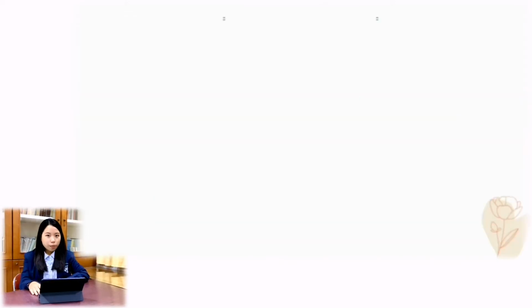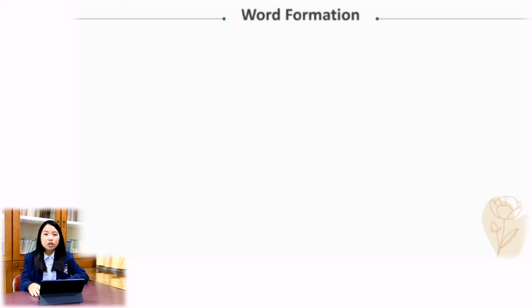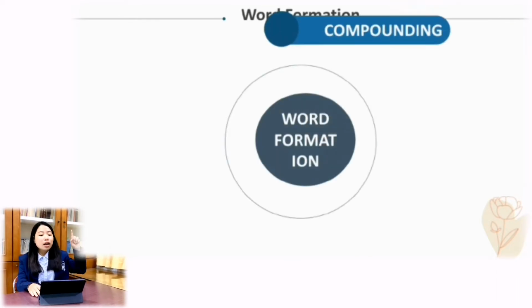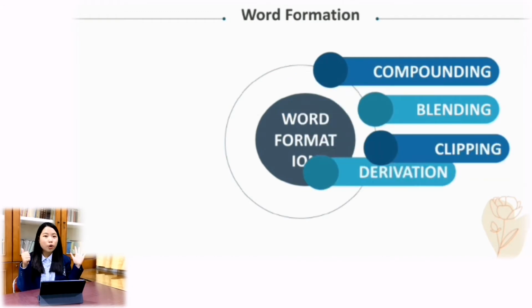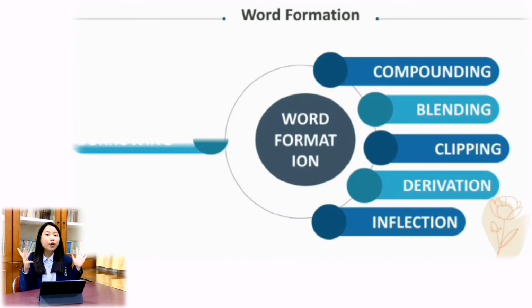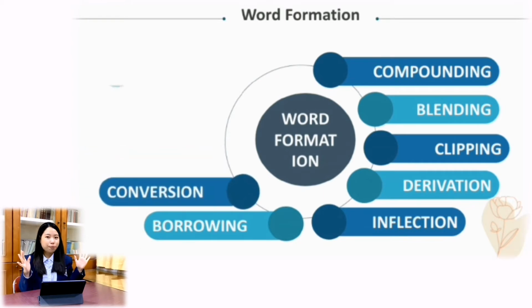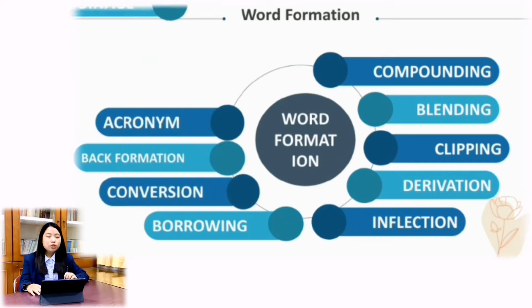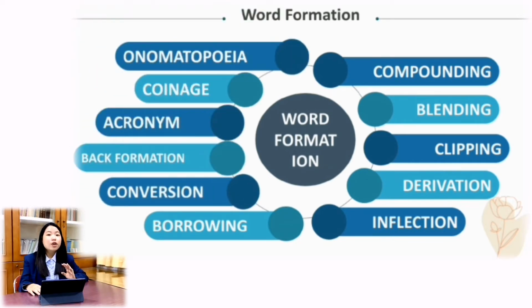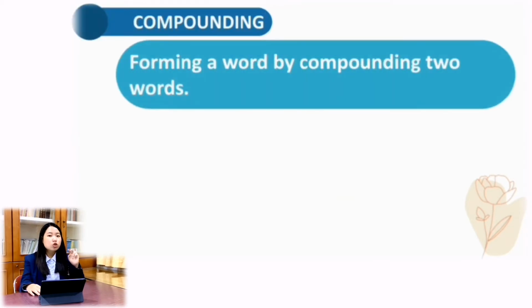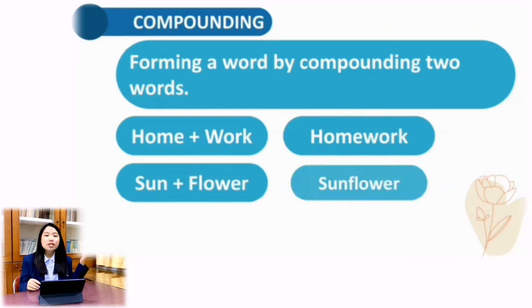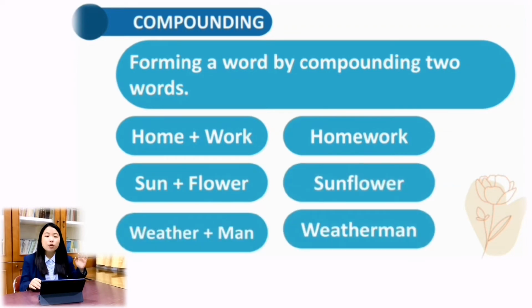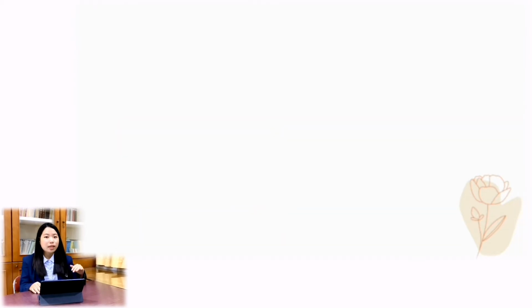Lastly is word formation. Word formation is divided into some types. There are compounding, blending, clipping, derivation, inflection, borrowing, conversion, back formation, acronym, coinage, and onomatopoeia. So compounding is forming a word by combining two or more words. For example, homework, home and work; sunflower, sun and flower; and weather and man becoming weatherman.